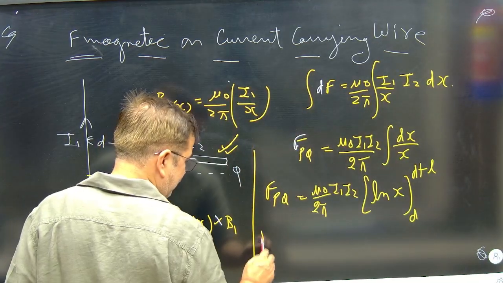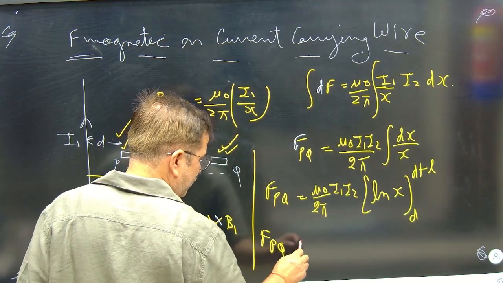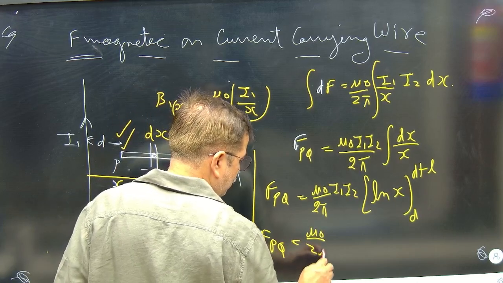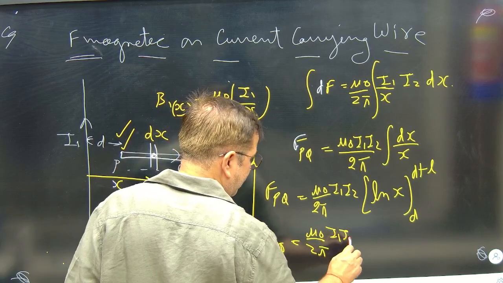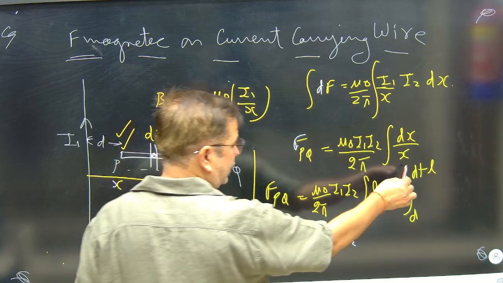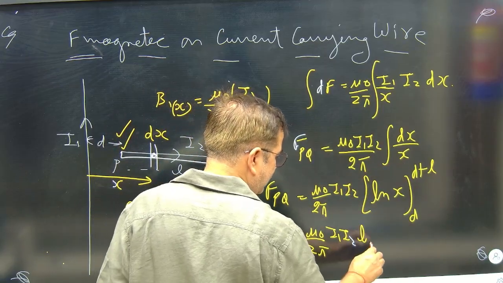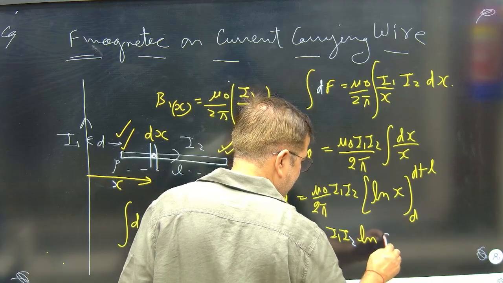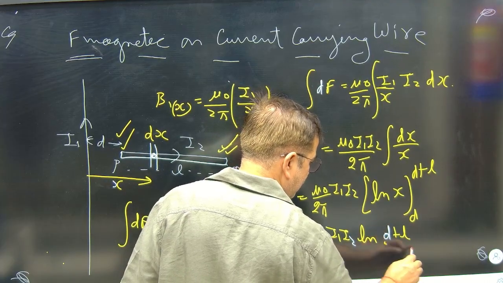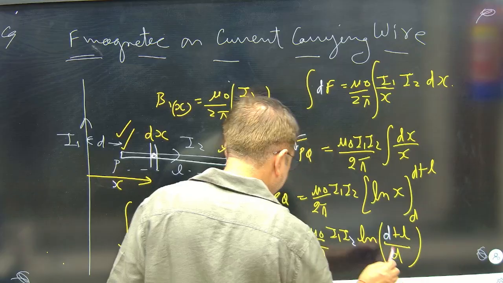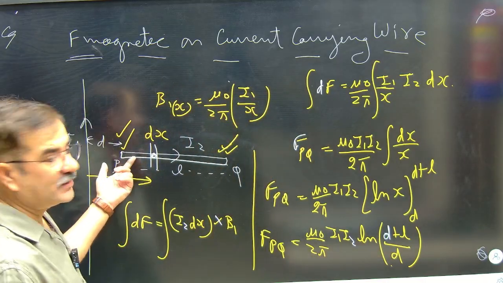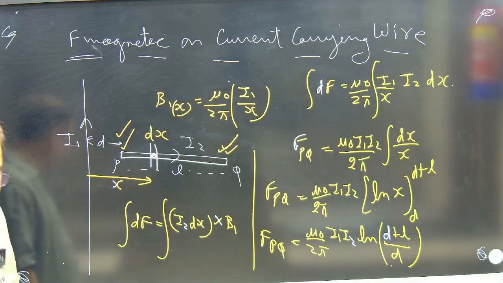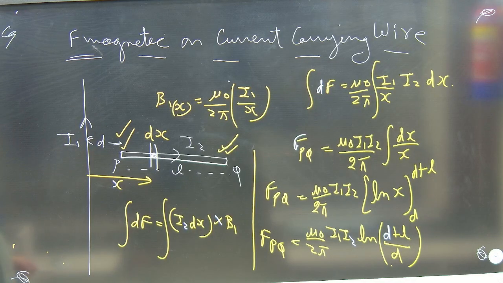Further, what can I say? This force F on the wire PQ is mu naught over 2 pi I1 I2 times ln x, with log a minus log b, so it is log of d plus l minus log of d, that is ln of d plus l upon d. This is what we have. So this force will act on the rod PQ. We can see the result of this force here.